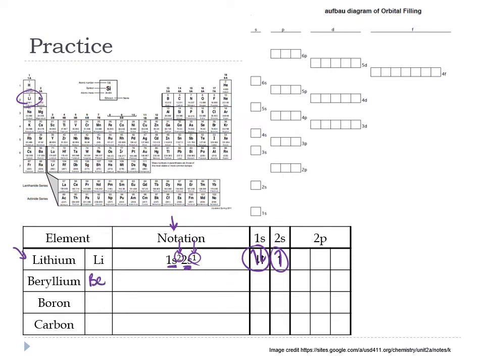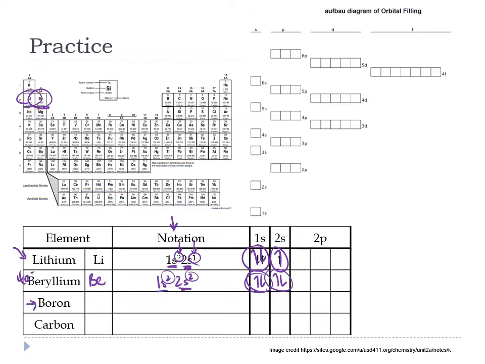Beryllium, Be, beryllium is here with 4 electrons. Remember that we start in the 1s, we go up, down, and then in the 2s we have 3, 4, up, down. So our electron configuration notation is going to be 1s2, 2s2, because I have 2 electrons in the 1s orbital, and 2 electrons in the 2s orbital.